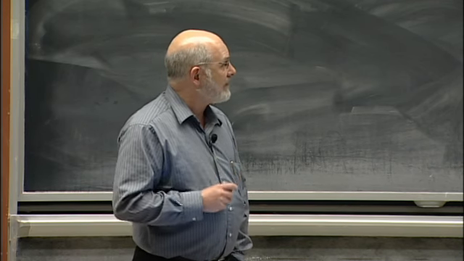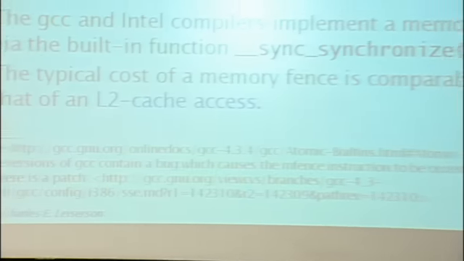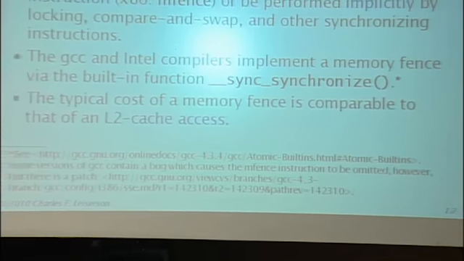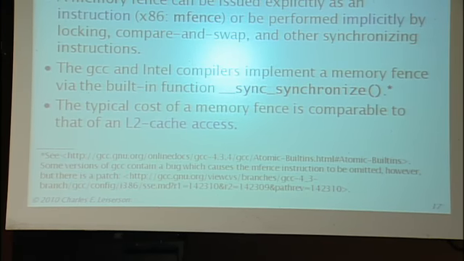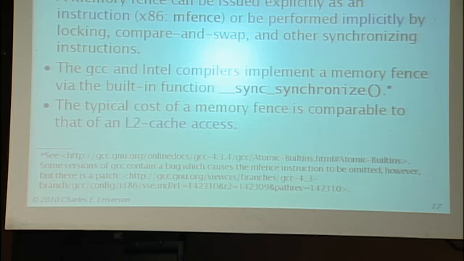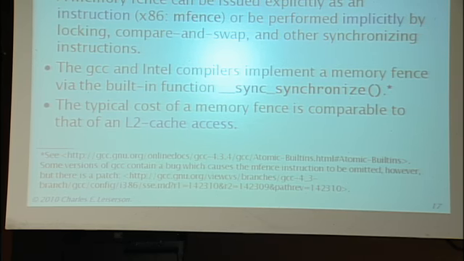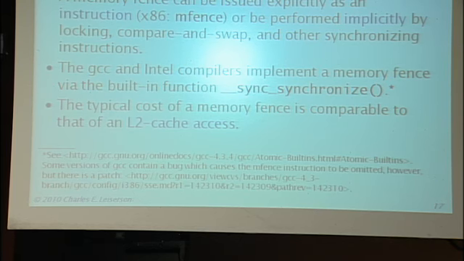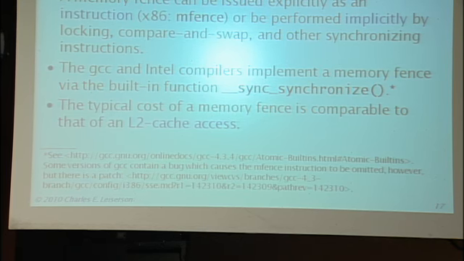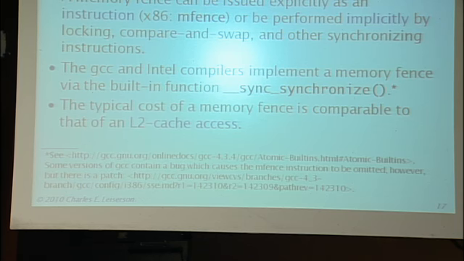And then the last thing is that the typical cost of a memory fence operation is comparable to that of an L2 cache access. So memory fences tend to be, on our machine, and I haven't actually measured it on our machine, I meant to do that and I didn't get around to it, probably on the order of 10 or 15 cycles or something, which is not bad. If it's less than 20, it's pretty good.